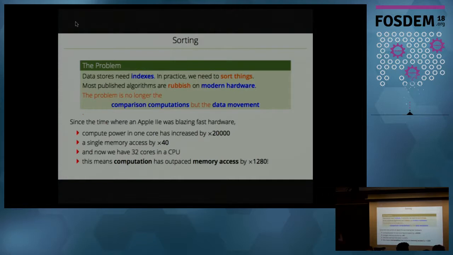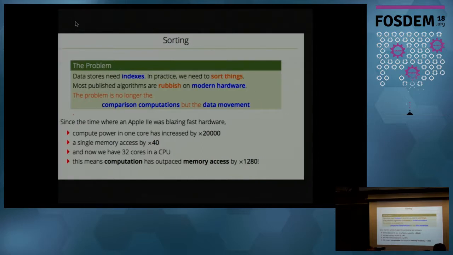Since the time when the Apple IIe was blazing fast hardware, which is a couple of years ago, the compute power in one core has increased by roughly 20,000%. A single memory access only by a factor of 40. And in addition, we have up to 32 or even more cores in a single CPU. So that means the computational power has outpaced the memory access by a factor of 1,280, roughly, even more. So we can do 1,200 operations more in our CPU for one data access in the same time than we could when most of these algorithms were invented.